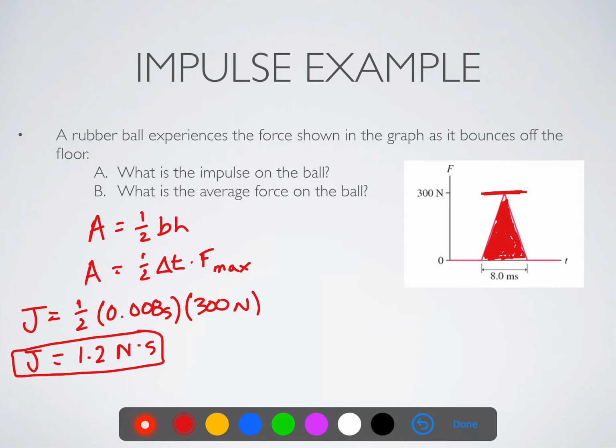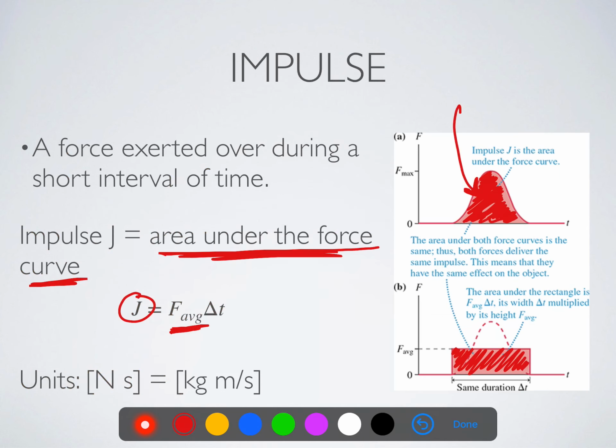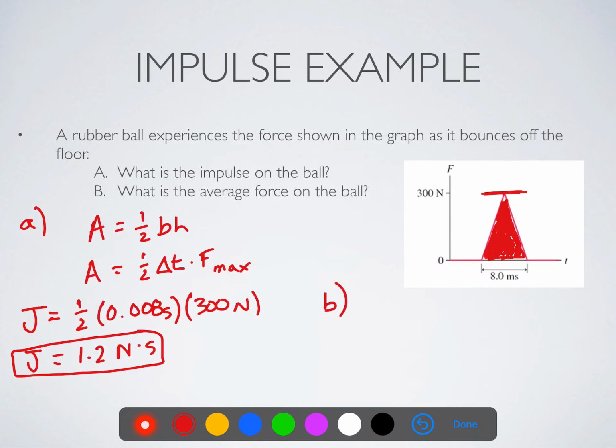Now, if we want to figure out the average force delivered to the ball, let's go back to our equation. We're getting ahead of ourselves here. Our equation was J is equal to average force times the change in time. So let's use that.